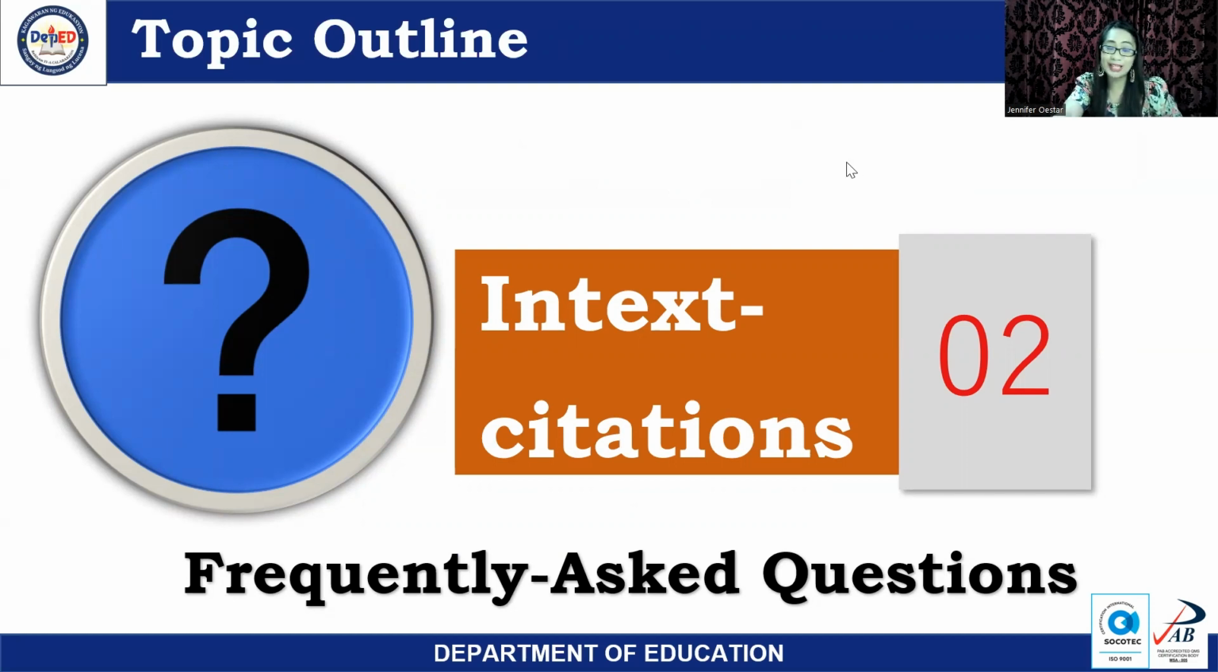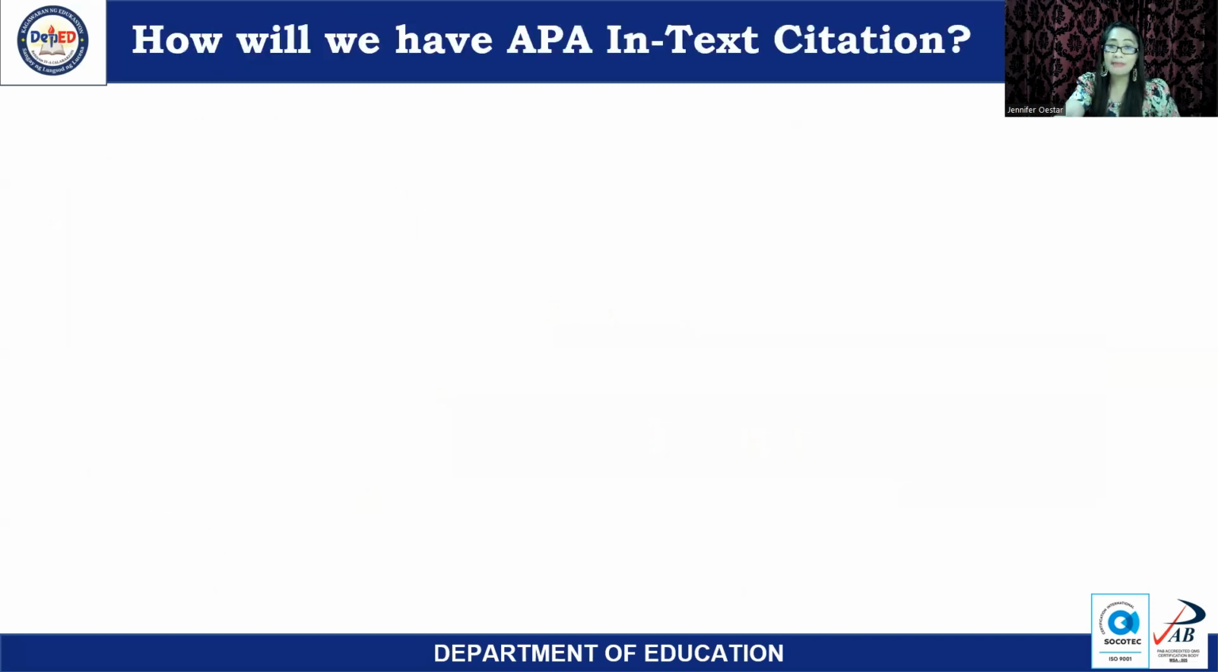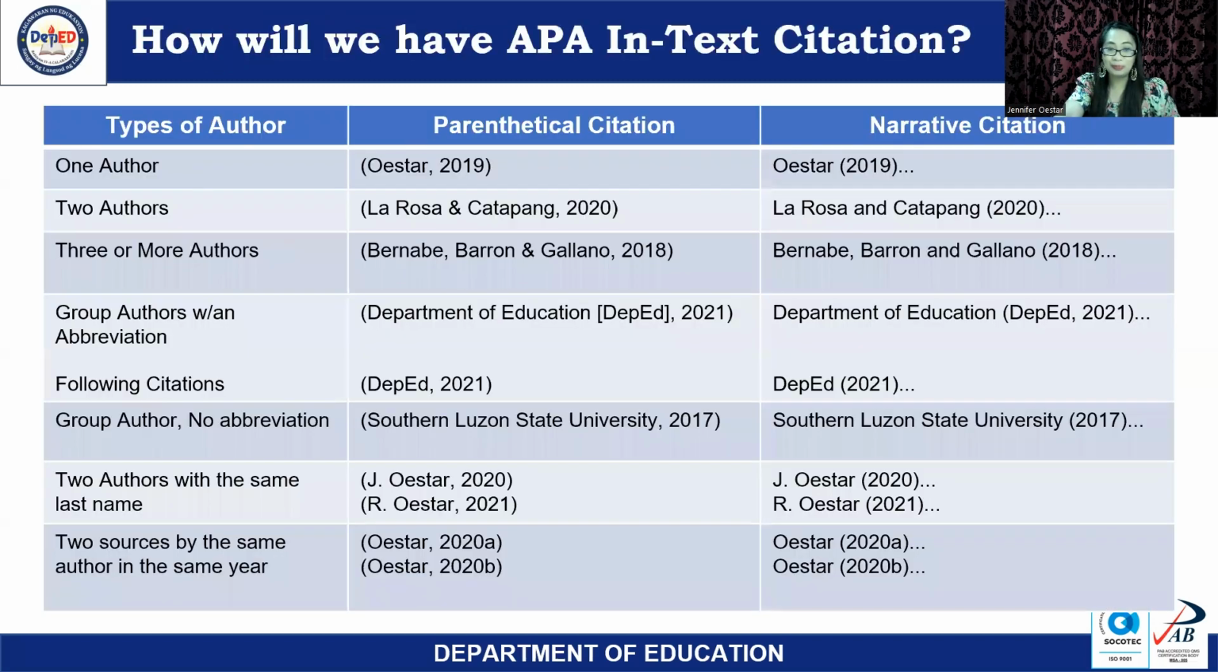Let's proceed with the in-text citations, which I believe is also an important part of research writing, as well as proofreading and formatting. Frequently asked questions. How will we have APA in-text citation? So here are some of the examples which I personally drafted. Types of author, parenthetical citation, and the narrative citation.